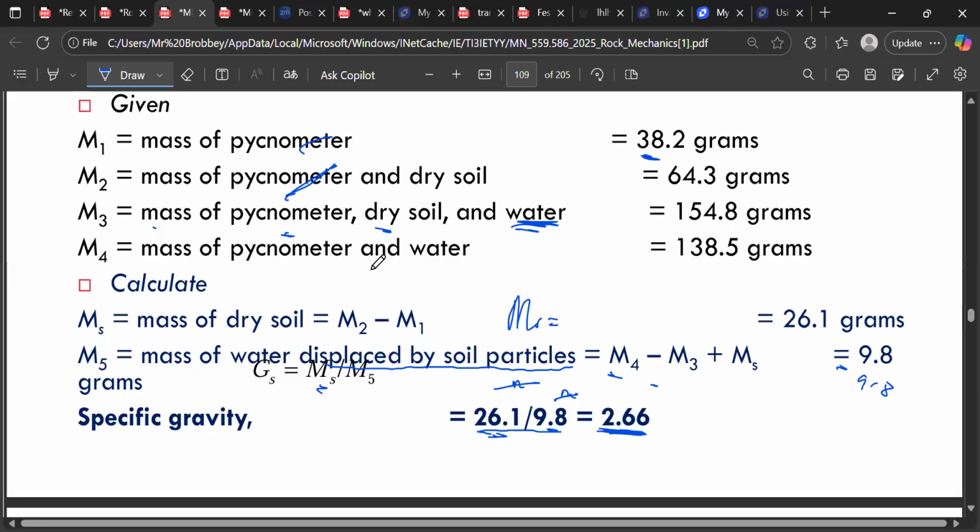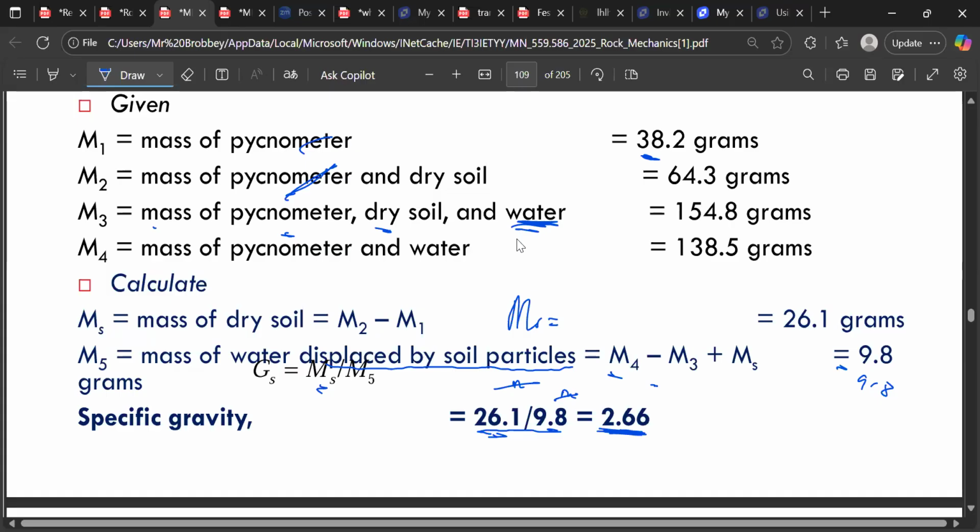All right, Desmond, let's go. You'll be the last person to talk. We spent much time here. So, my question is, the mass of the water displaced by soil particles: why can't we subtract M2 from M3? Because M3 is the mass of the pycnometer, dry soil, and then water. So if you want the mass of water, we subtract that of pycnometer and dry soil. That should give us the mass of the water. But we are not finding the mass of the water that would have been displaced.